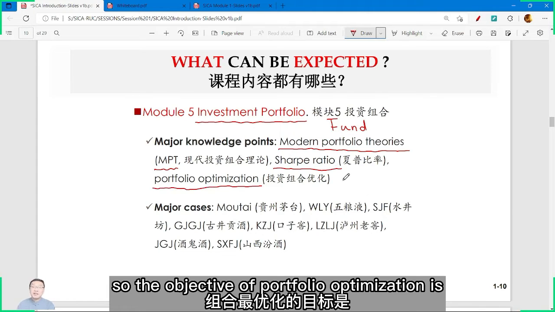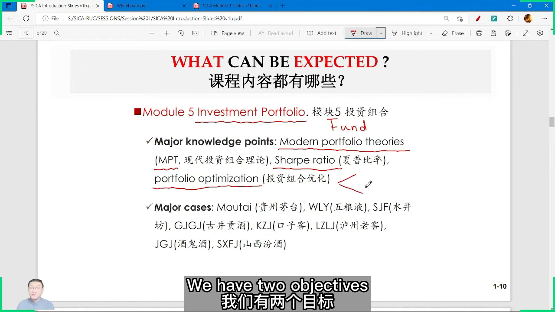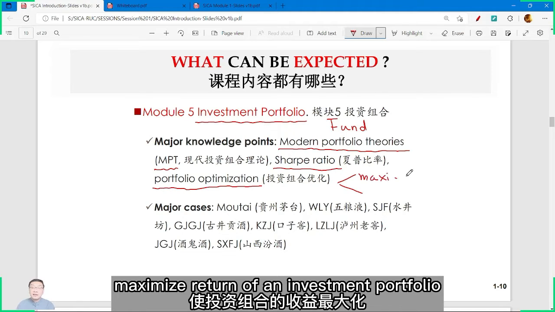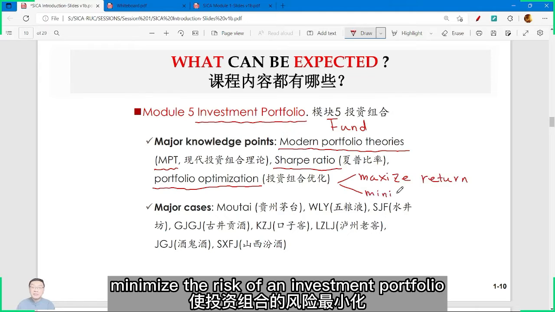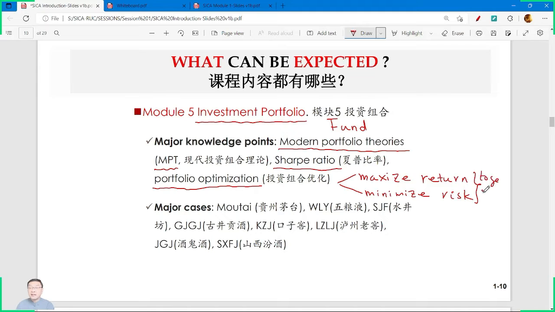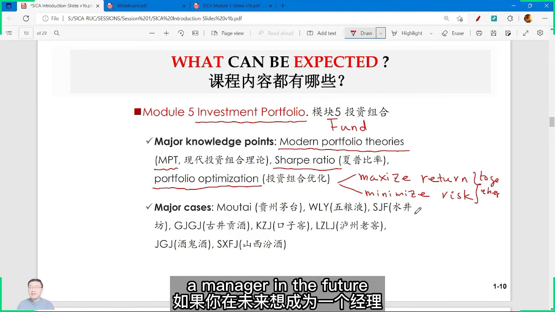So the objective of portfolio optimization is we have two objectives. The first one is maximize return of an investment portfolio, and in the meantime minimize the risk of an investment portfolio. And usually we do these two objectives together. So, of course, these will be very useful skills if you expect to become a fund manager in the future.